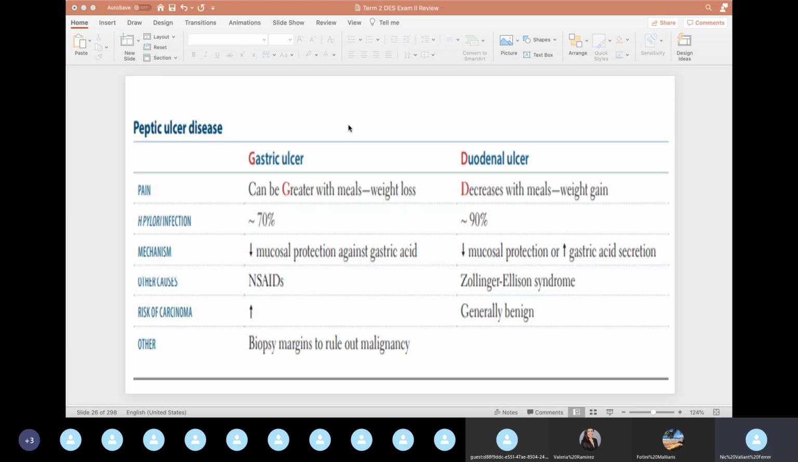Gastric ulcer, pain is greater with meals, so you have weight loss. Commonly due to NSAIDs, increased risk of carcinoma. Duodenal ulcer, the pain decreases with meals, so you can have weight gain. Cause is Zollinger-Ellison syndrome. No risk of carcinoma. It's generally benign.